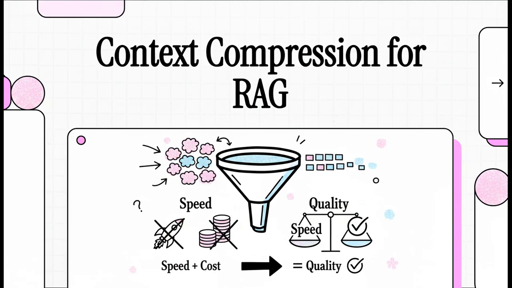All right, today we are jumping into a really big topic for anyone building with LLMs, context compression. We're going to break down how you can get way more signal into your RAG systems and do it for less cost. Let's get into it.